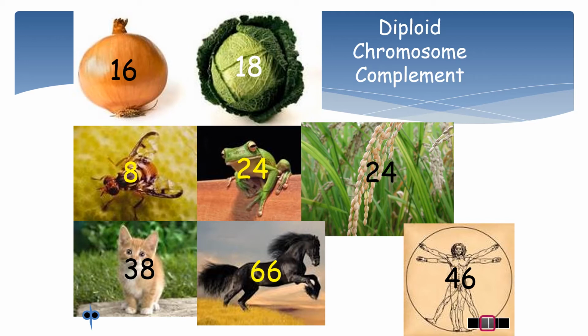So the answer would be that the cabbage has 18 in a diploid cell and 9 in a haploid cell. The bee would have 8 in a diploid cell and 5 in a haploid cell. The frog would have 24 in a diploid cell and 12 in a haploid cell. Wheat would be 24 in a diploid cell and 12 in a haploid cell. The cat would be 38 in a diploid cell and 19 in a haploid cell. And the humans would be 46 in a diploid cell and 23 in a haploid cell. So well done if you managed to answer them all correctly.